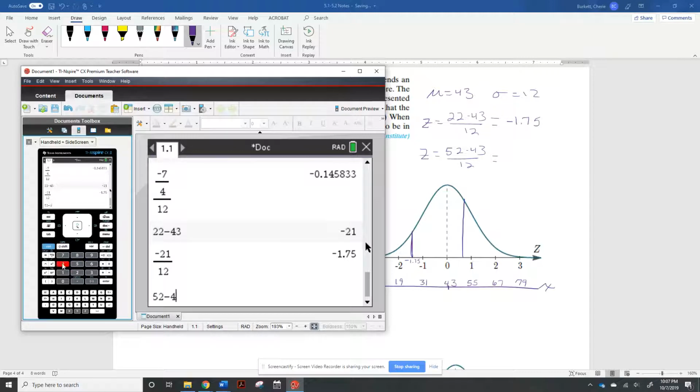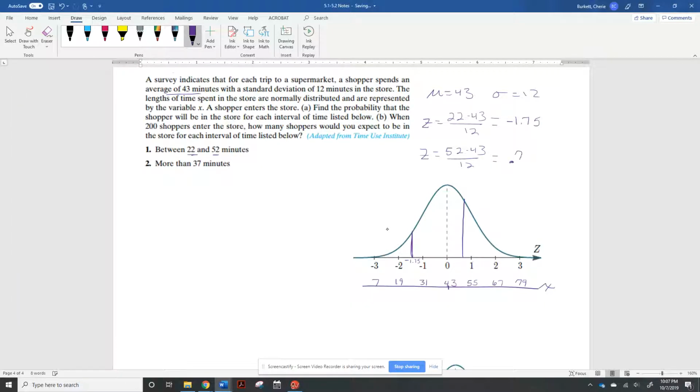52 minus 43, enter, divided by 12. Give me a decimal. 0.75. So we can see that 22 is here and 52 is here. We want this area in between here.